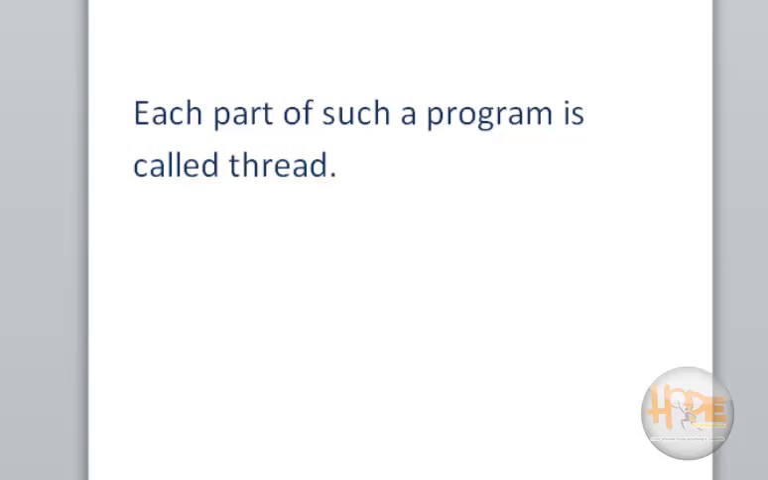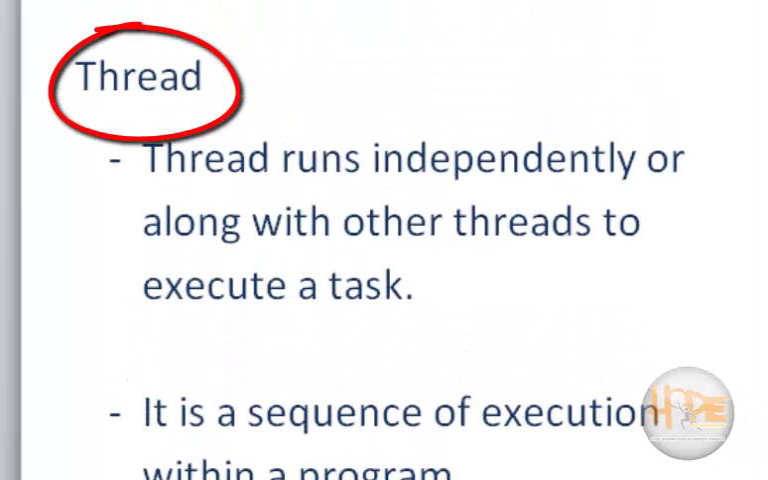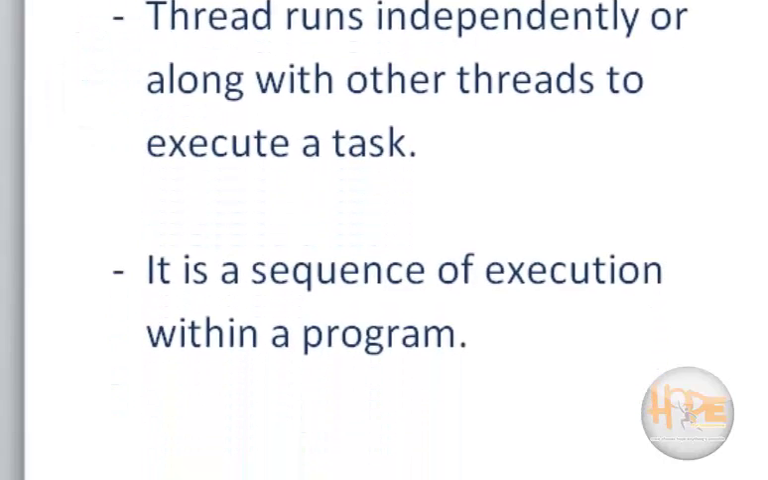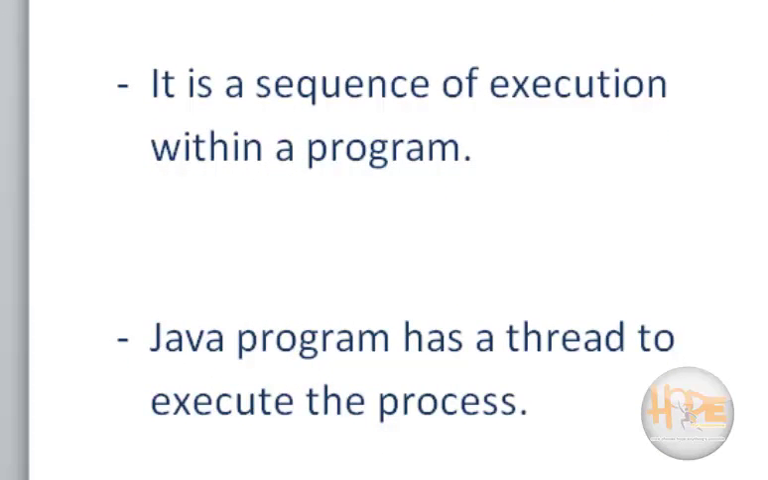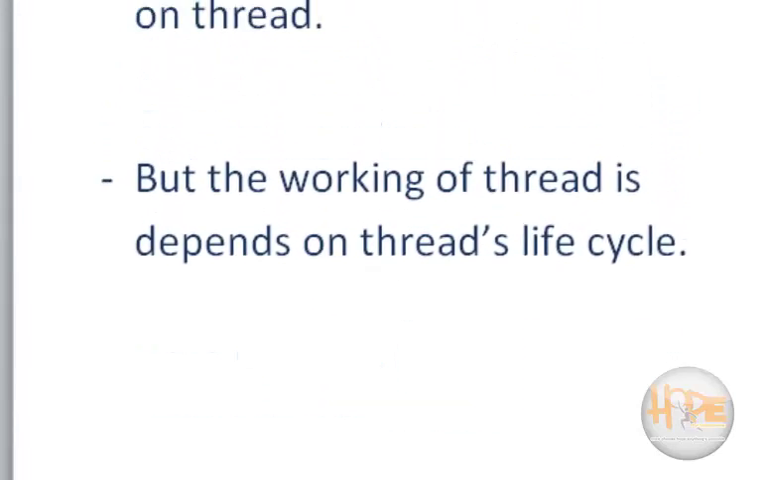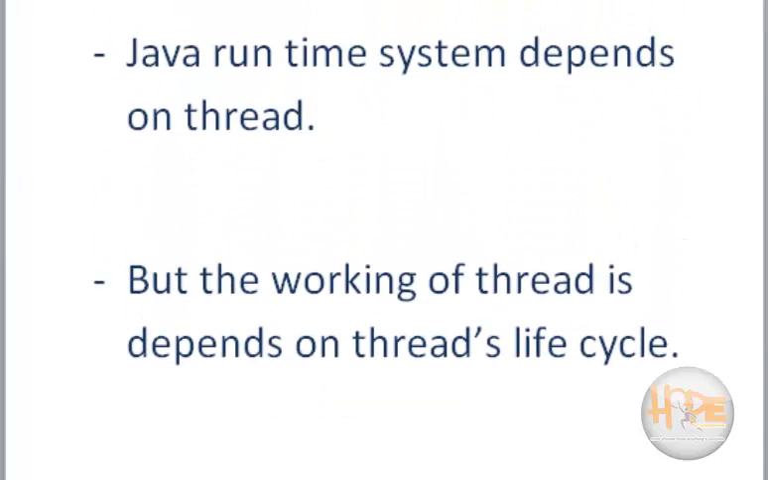Now, let's go through the thread. The thread runs independently or along with other threads to execute a task. It is a sequence of execution within a program. A Java program must have at least a single thread to execute the process. Java runtime system depends on the thread, but the working of a thread depends on the thread's lifecycle.